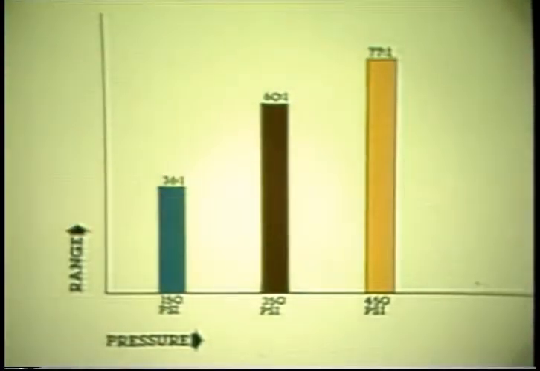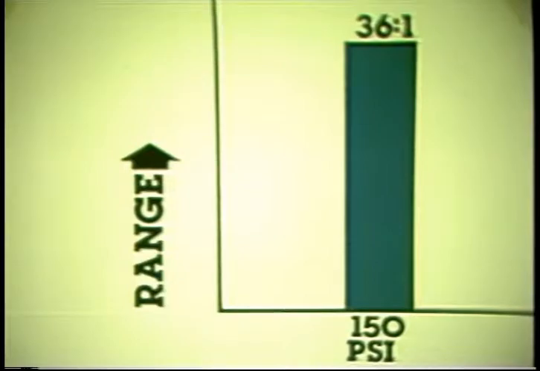Now let's see how this principle affects the operation of a meter in the field. This graph represents the ranges for a specific type of turbine meter in common use. The meter's range is represented by the line on the left, while the pressure of the gas is illustrated by the bottom line. The blue bar shows that the gas is at a pressure of 150 psi, and the meter's range is 36 to 1. In this situation, the meter will measure at plus or minus 1% accuracy any flow from over 233,000 cubic feet per hour down to about 6,000 cubic feet per hour.